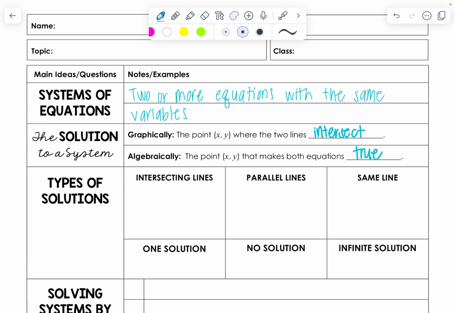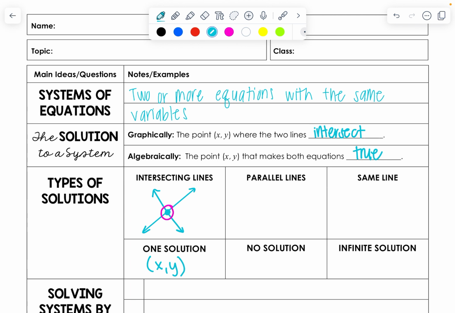Intersecting lines are probably what you'll see most often, and that looks exactly like it sounds. They're two lines that are intersecting. They're crossing at a point on the graph, and for example, this point would be your solution. Those types of problems have one solution, and you would write that solution as a coordinate on the grid, (x, y), whatever those numbers are. Then, of course, there are two special cases, so to speak.